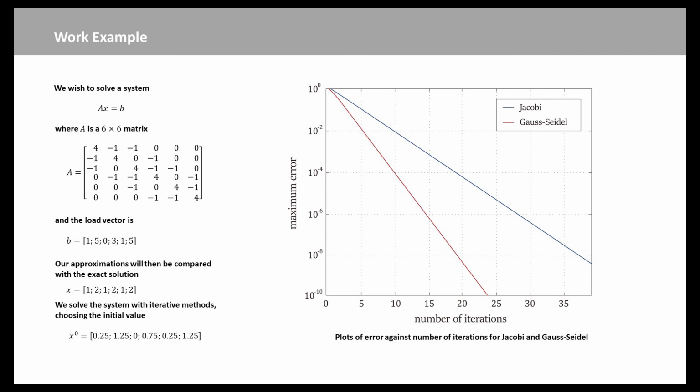We will solve this with iterative methods, Jacobi and Gauss-Seidel. Both will be started with the same initial value, which is our so-called smart choice. We plot the error against the number of iterations for the two methods after many iterations. So the blue line here is the Jacobi iteration, and the red one is the Gauss-Seidel. The error here is plotted on a logarithmic scale.